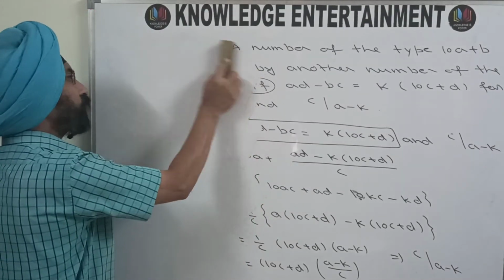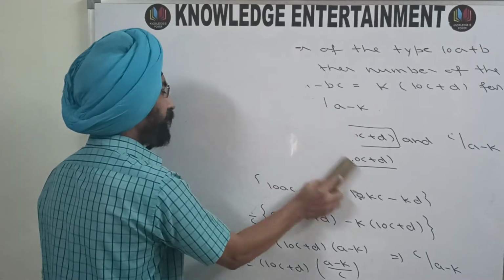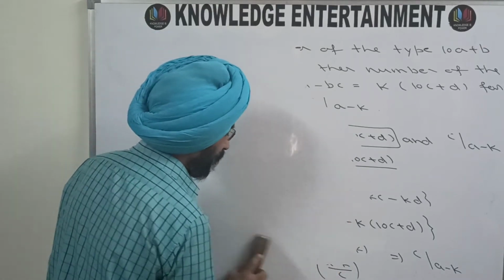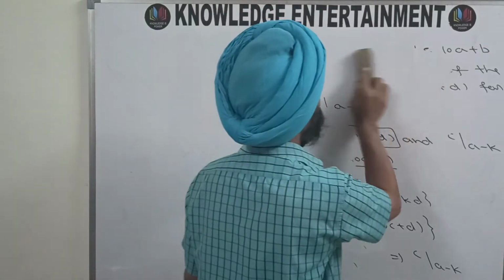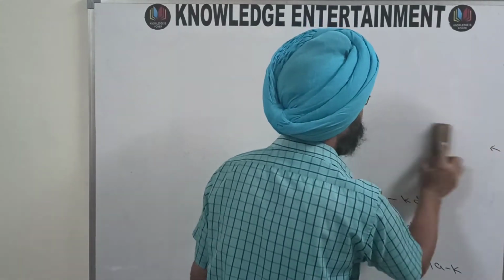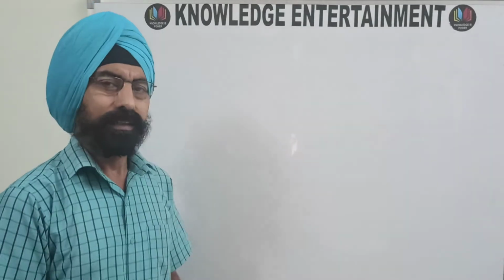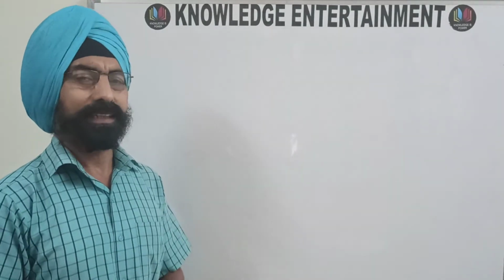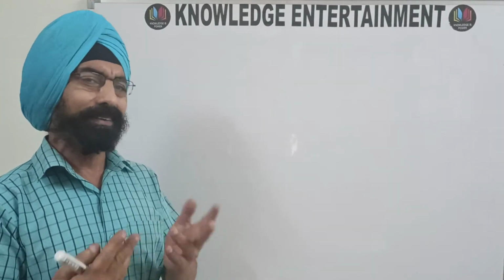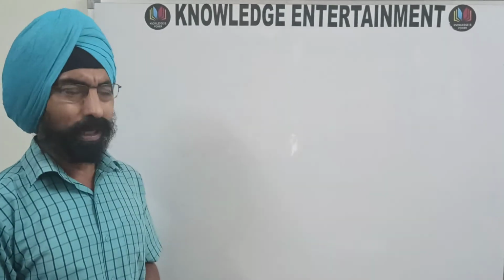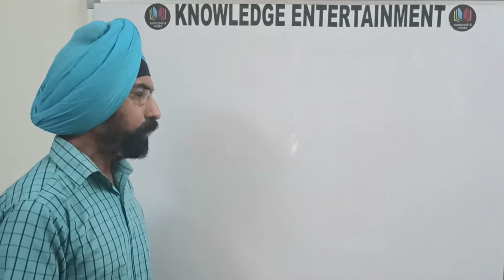Now there is a very interesting theorem I talked about in the starting. I told you in the starting that there is a very interesting concept of divisibility, when the divisor is a 2-digit number having unit digit 1. So let us move on to that problem.